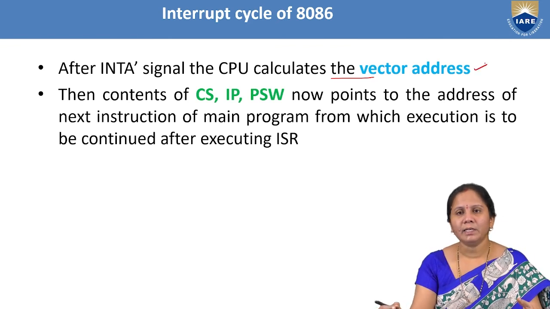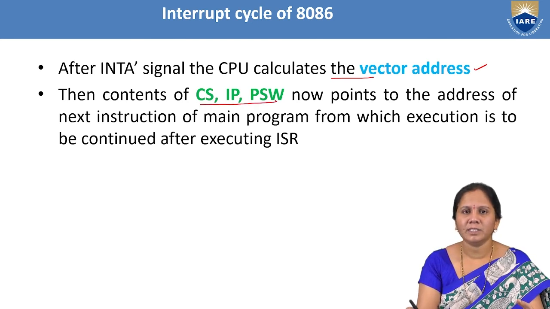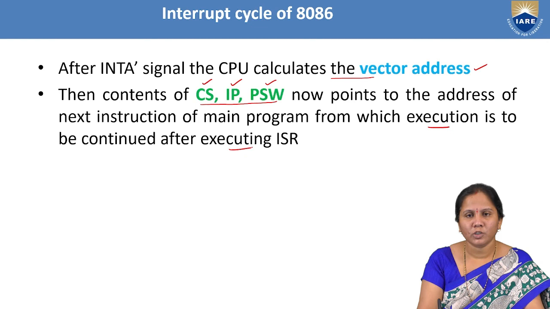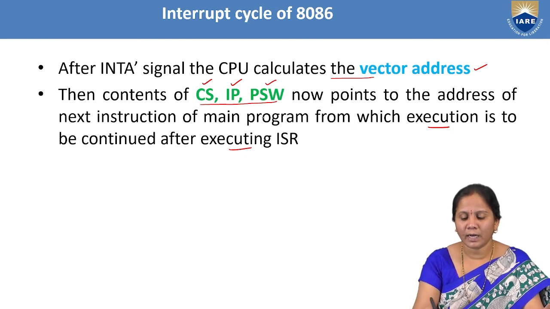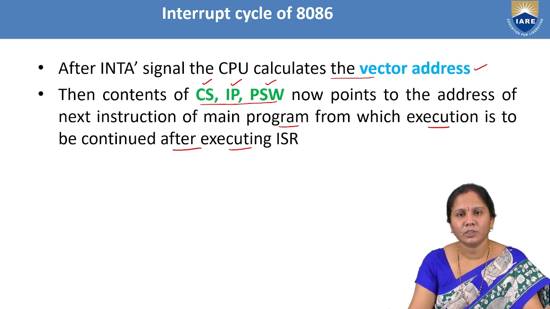Now, after calculating the interrupt vector address, the contents of CS, IP and PSW. CS represents code segment, IP represents instruction pointer, and PSW is the flag status, the flag register. So the contents of all these three, related to the main program, will be stored on the stack. The contents of CS, IP, PSW point to the address of the next instruction of the main program from which the execution is to be continued after executing ISR.